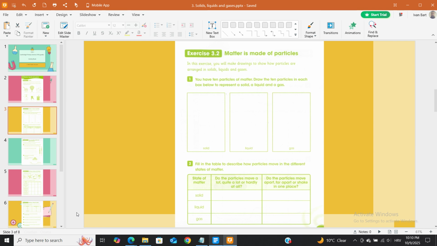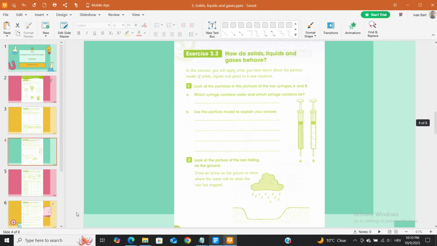Solid, liquid, gas. 2. Fill in the table to describe how particles move in the different states of matter. State of matter. Do the particles move a lot, quite a lot, or hardly at all? Do the particles move apart, far apart, or shake in one place? Solid, liquid, gas.